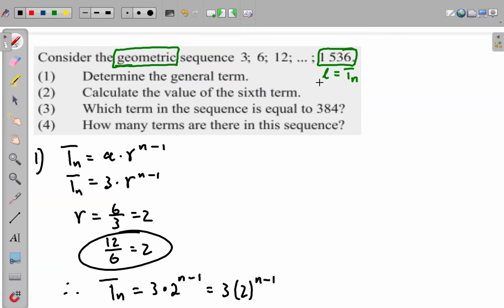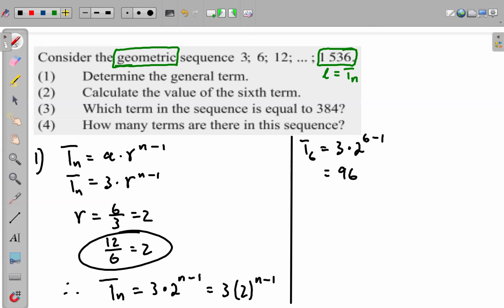Now, we want the value of the 6th term, or term number 6. So we just substitute in the general term here. T6 will be 3 times 2 to the 6 minus 1. I know the DBE makes this one a big deal, so make sure that you actually show the substitution. Once you have done that, you don't have to worry about the middle step. You can just plug and play in your calculator, and my calculator here gives me 96. So term number 6 is 96.